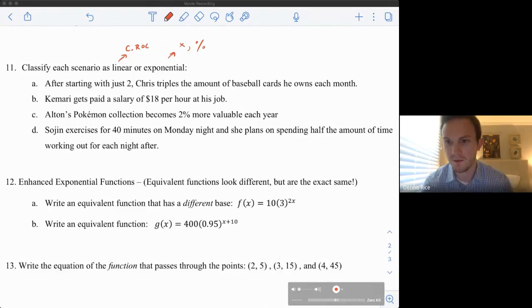Oh, I didn't even mean to do that, actually. That's funny. Constant rate of change. Wait, constant rate of change. Why did I do that? Times 1.02.